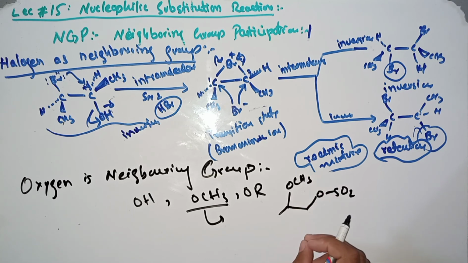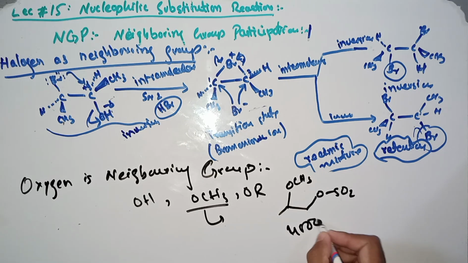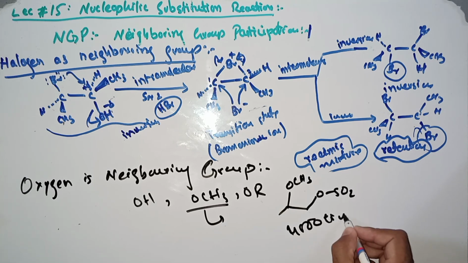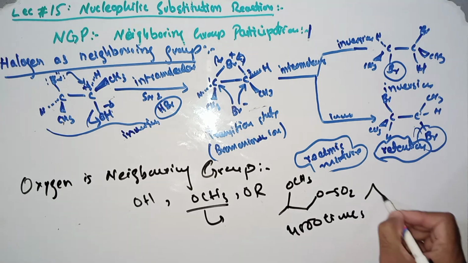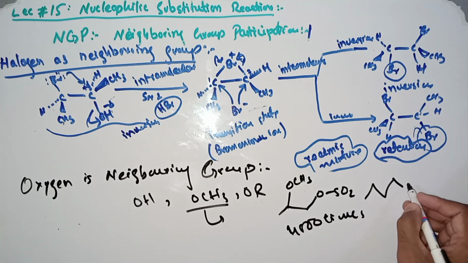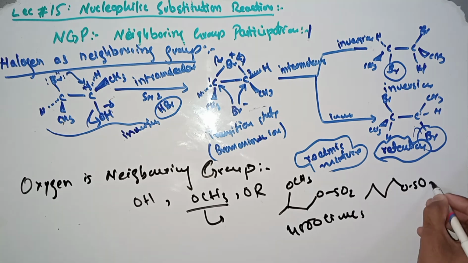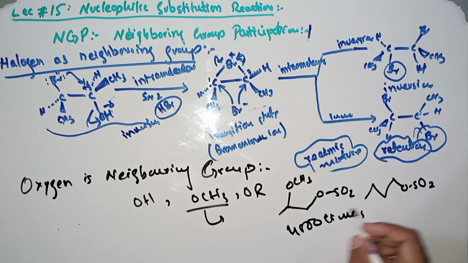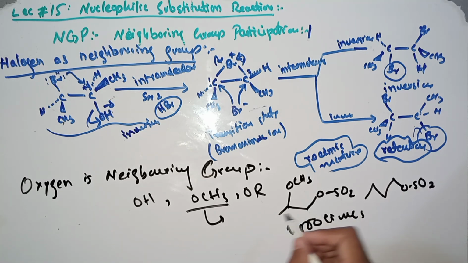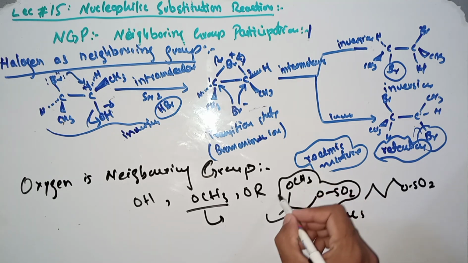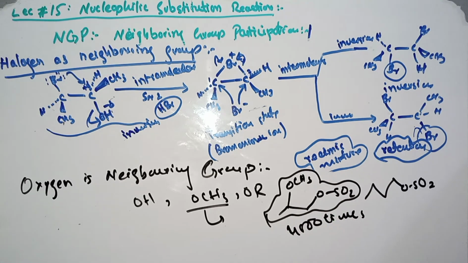Here in this case, the SN2 reaction will be 4000 times faster as compared to the n-butyl sulfonate, when simple butyl sulfonate, OSO2, is used. It is very much faster when oxygen or methoxy is used as a neighboring group. So let's start the reaction. Let's show you the reaction.